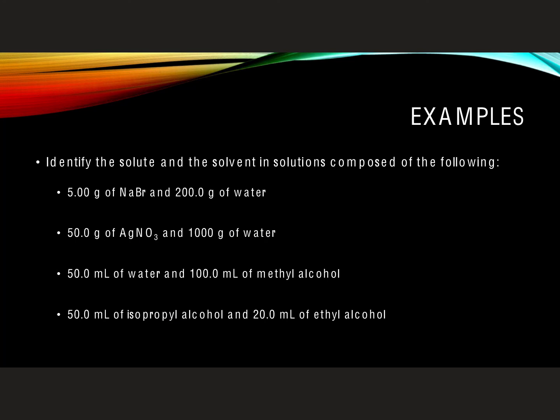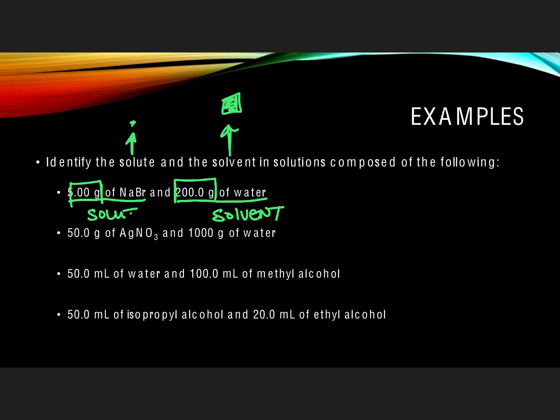In this case, we are given two components of a solution, and we want to decide which is the solvent and which is the solute. Remember, the solute is the smaller component, where the solvent is the bigger component. So we're just looking at quantities. The first example says we have 5 grams of sodium bromide versus 200 grams of water. 200 is bigger than 5, so the water is the solvent, and the sodium bromide is the solute. Again, it does not matter what the substance is, it's all about how much of it you have.